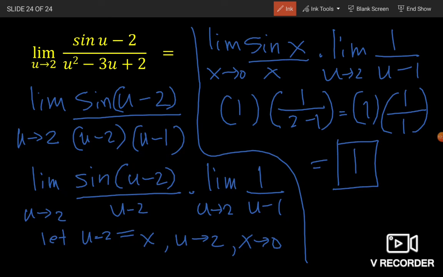Well, I hope you guys learned the necessary techniques to handle limits of trigonometric functions. We'll be having more examples on limits, but concerning other topics.